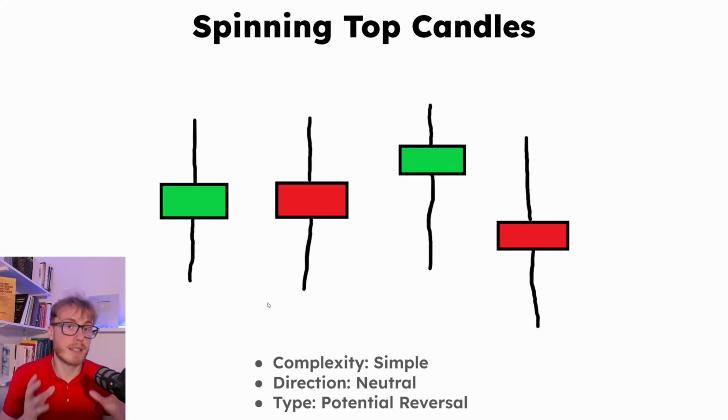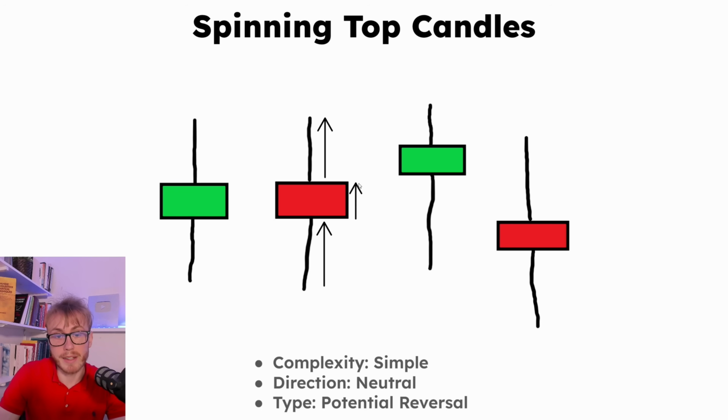With that said, in order to have spinning top candles, we still want the wicks of the candles to be larger than the real body. So a good rule of thumb is that you want the wick, both the upper and the lower wick, to be at least bigger than the real body.